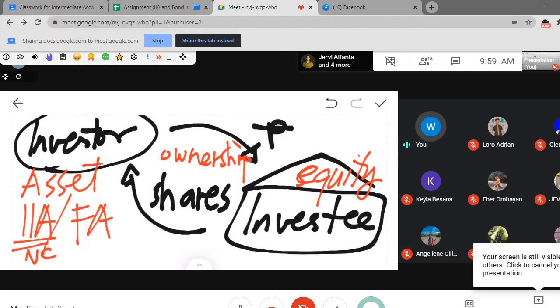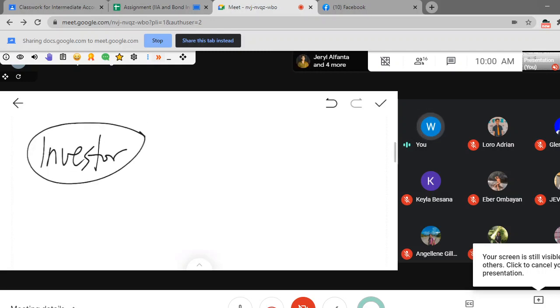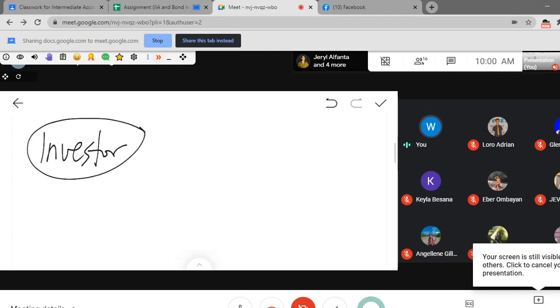This is our topic for the previous investments that were discussed. However, let's proceed to investment in bonds. What is this investment in bonds? The same. We have an investor here, and we still have an investee. But this time, this investee is no longer called investee. We call this the issuer.